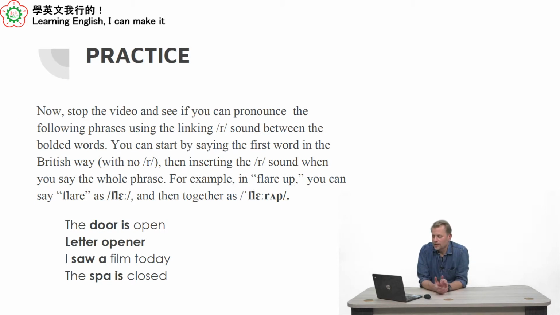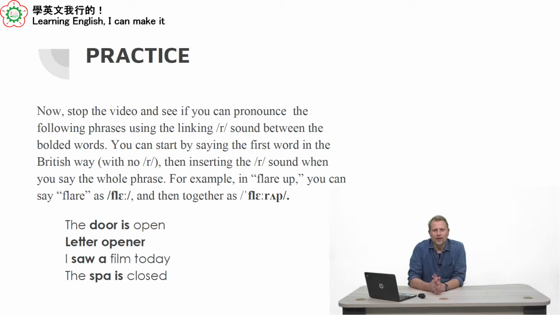So we'll turn to the practice slide. Okay, and now for the practice slide for the linking R. So now stop the video and see if you can pronounce the following phrases using the linking R sound between the bolded words. You can start by saying the first word the British way with no R, then inserting the R sound when you say the whole phrase.